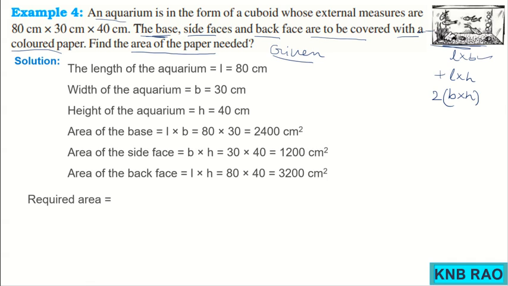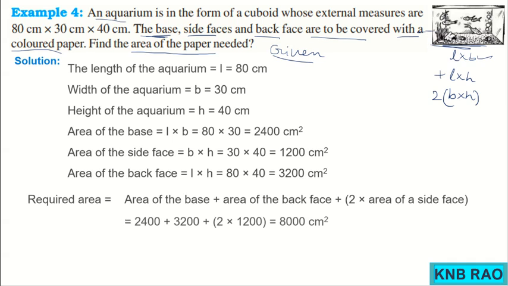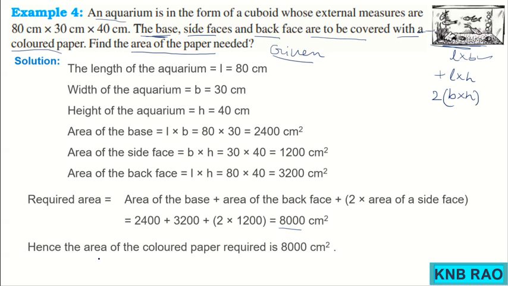Now required area is area of the base plus area of the back face plus area of the side face for 2 times. And as I said, similarly, if you find 2400 plus 2 times of 1200 plus 3200 put together gives you 8000 centimeter square, being the area of the color paper that we require. Now it is compulsory to write the conclusion like this. Hence the area of the colored paper required is 8000 centimeter square.